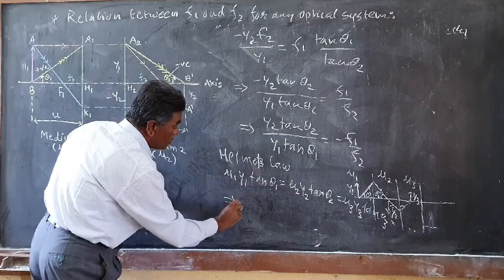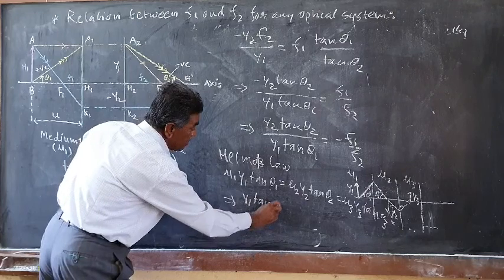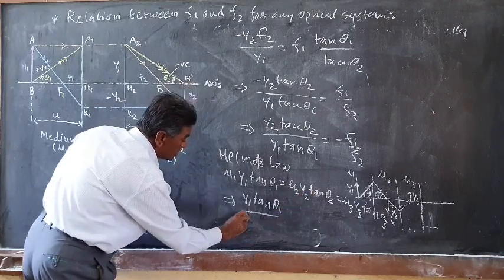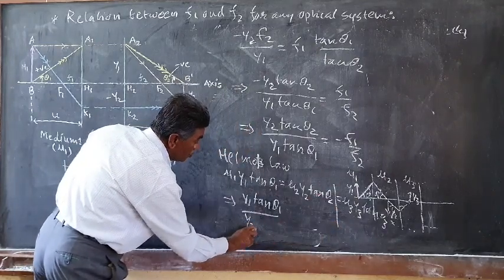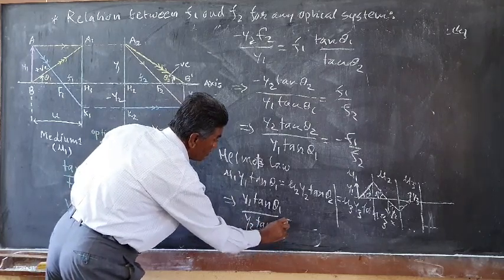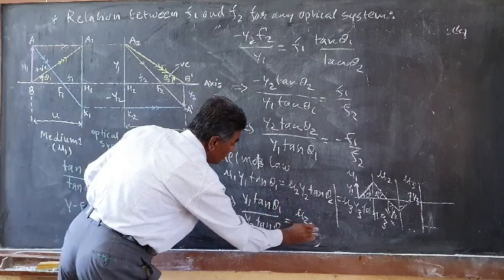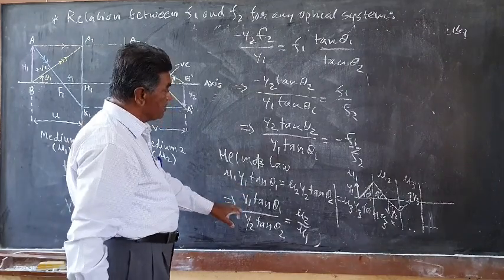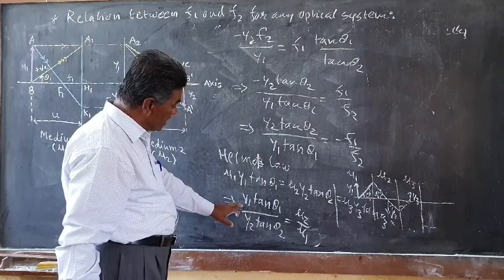So from this law we can write y1 tan theta 1 divided by y2 tan theta 2. We will consider only the two terms here. So y2 tan theta 2 will be equal to mu2, as it is kept here, divided by mu1. So from this equation we can write like this.